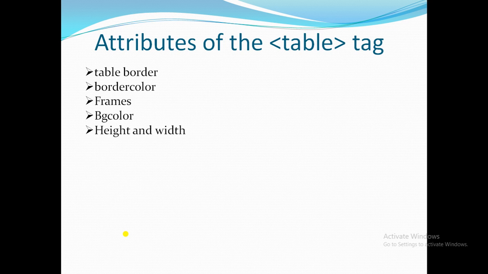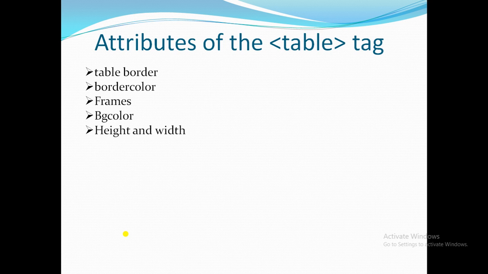Then we have height and width. This attribute is used to change the settings, the height and width of the table. If you want to give a specific height, just mention height equal to something, width equal to something. The table will be according to the given height and width.